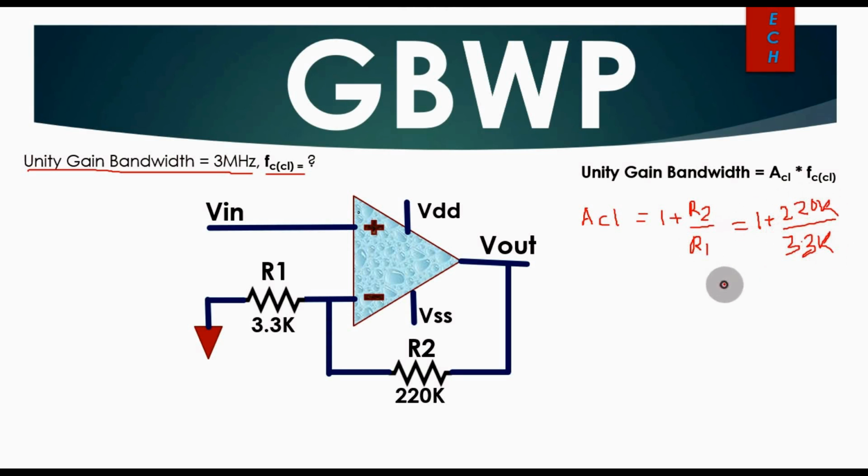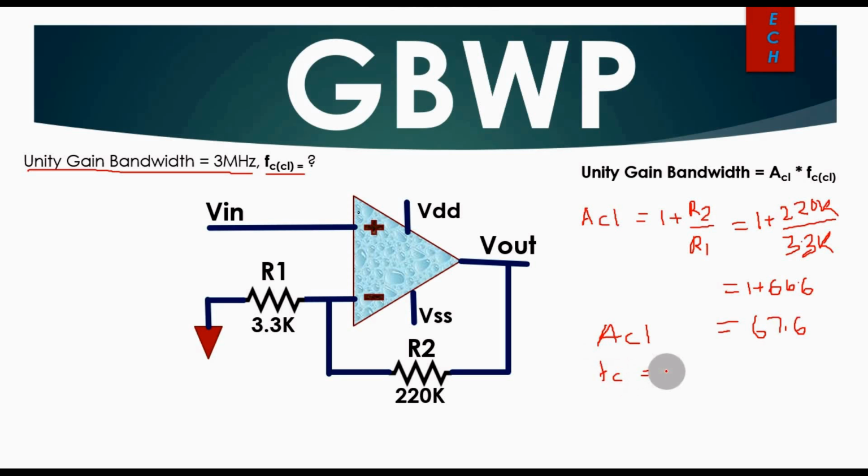If you solve this further, 220k divided by 3.3k is 66.6, so you get 1 plus 66.6, which equals 67.6. This is your ACL, so the closed loop gain for this circuit is 67.6. Now by using this formula, you can find the closed loop frequency.